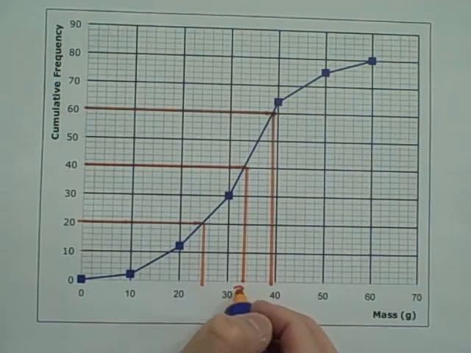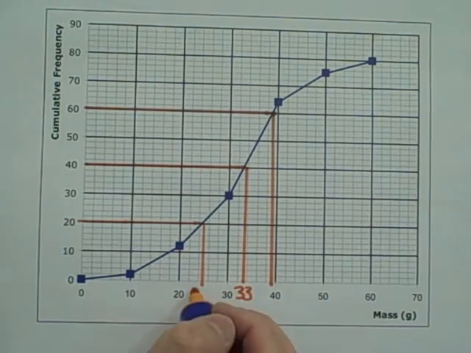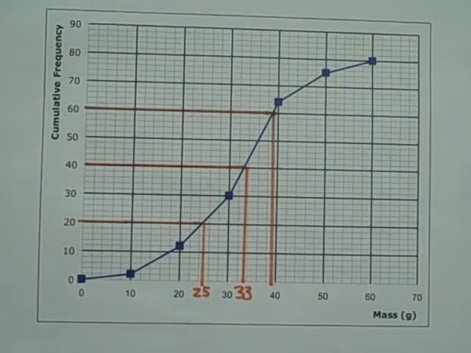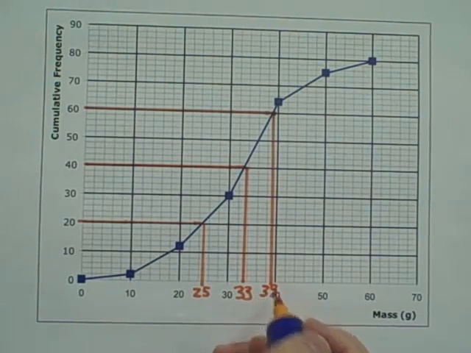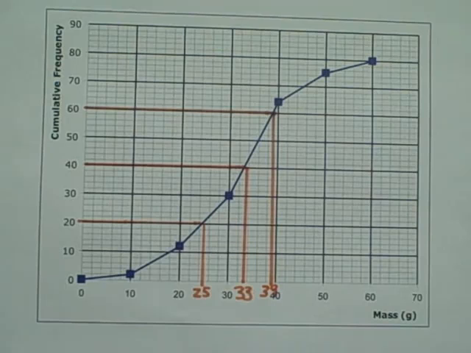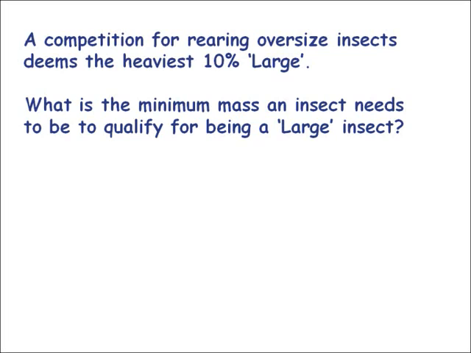Reading the values off the graph, the median is 33, the lower quartile is 25, and the upper quartile is 39. Note that these are all estimates, and a little bit of leeway will be given. Recall that the interquartile range is the difference between the lower and upper quartiles, so in this example it is 39 minus 25, which is 14.